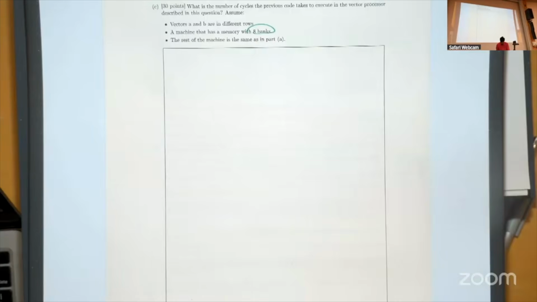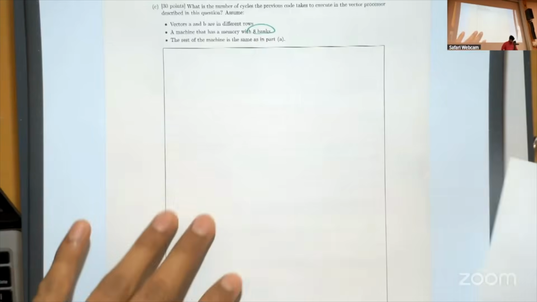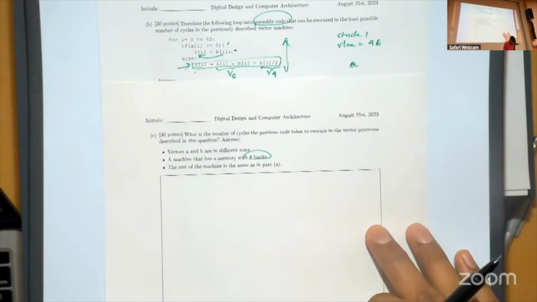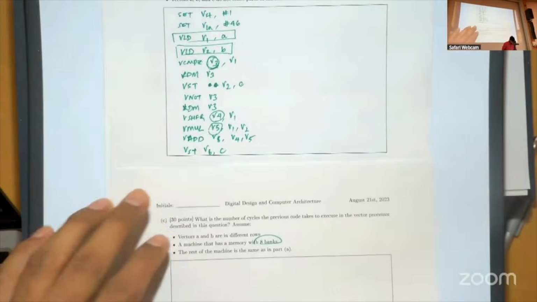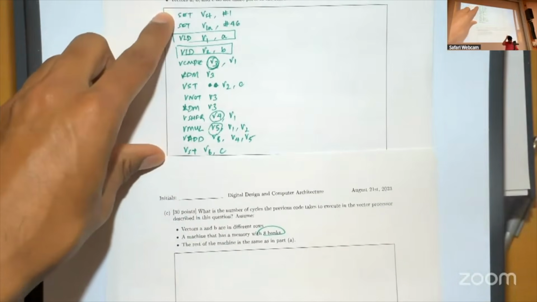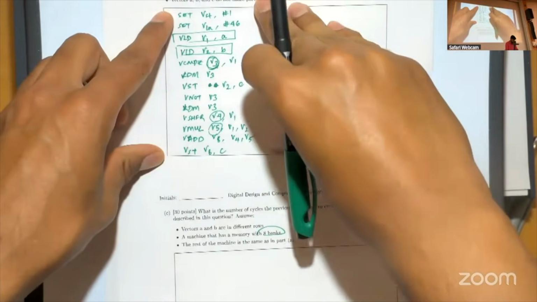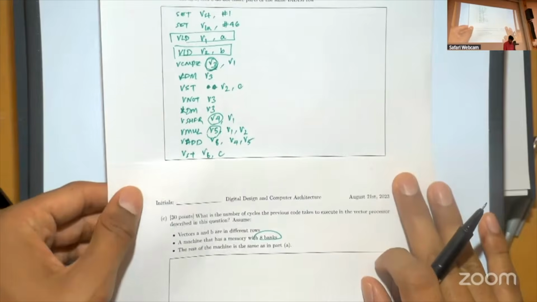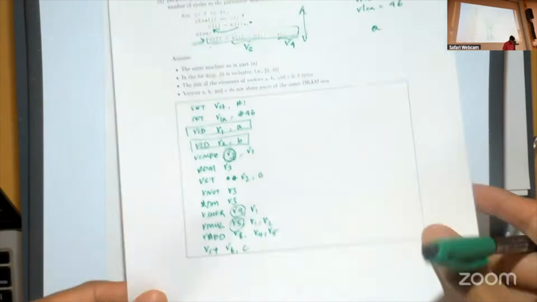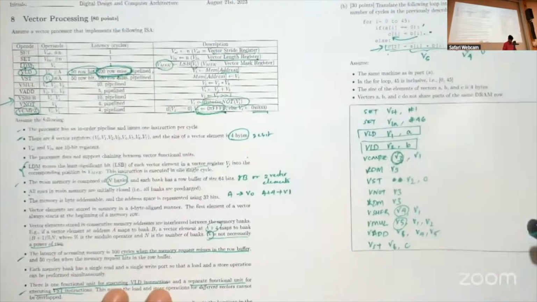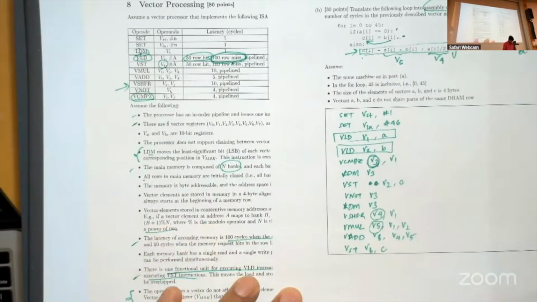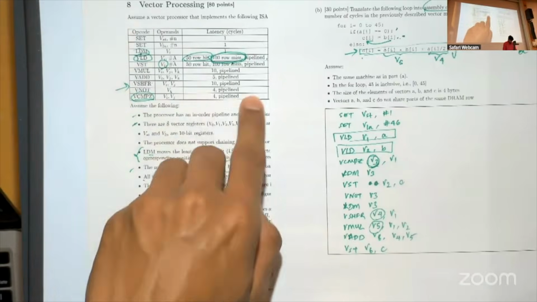Our code from the previous question is here. So we need to execute this code, and we need to find how many cycles this would take to execute. And to get the number of cycles for this particular code, we can look at the latencies that we have here. So every instruction has its corresponding latencies.